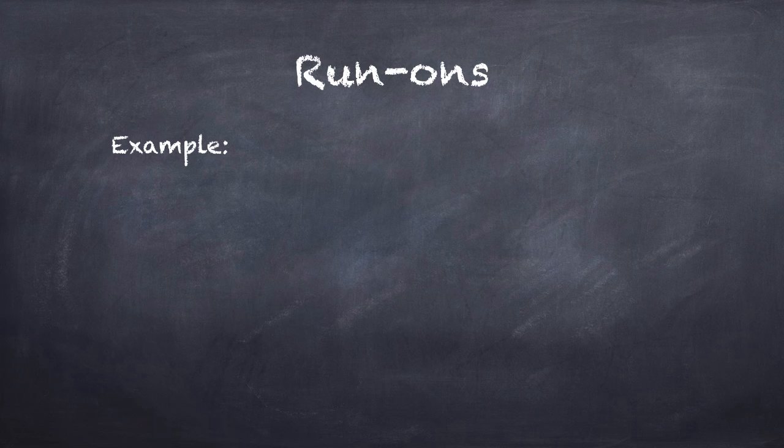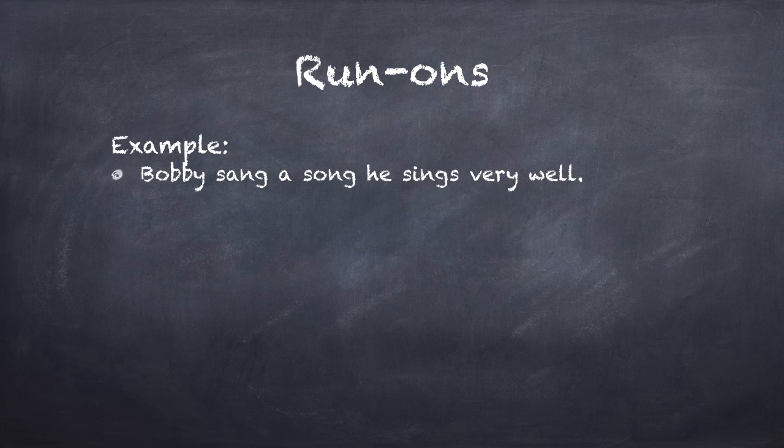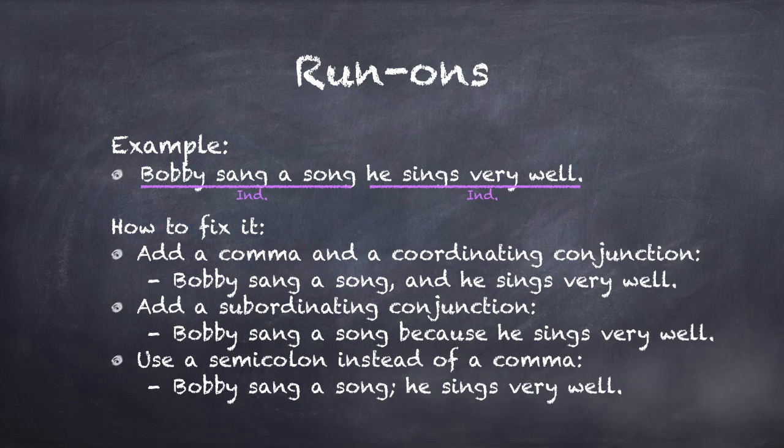Let's look at a run-on. Here we have: Bobby sang a song he sings very well. The only difference between a run-on and a comma splice is that a comma splice has a comma between the two independent clauses, and a run-on has no punctuation between the independent clauses. Here, you'll notice we have two independent clauses and no punctuation in between. We can fix this error in the same way that we fix a comma splice.